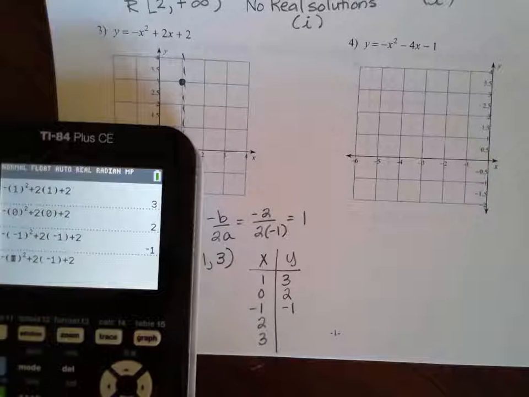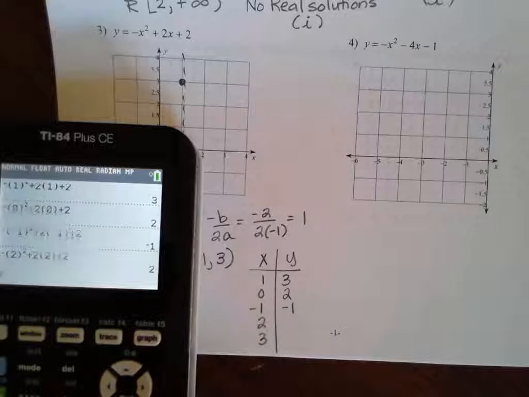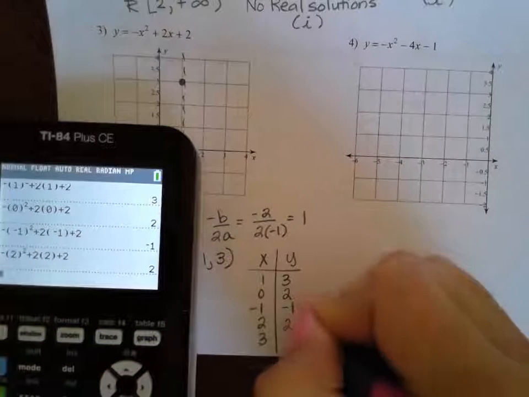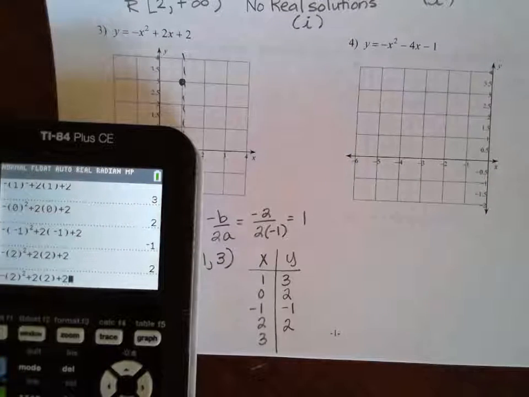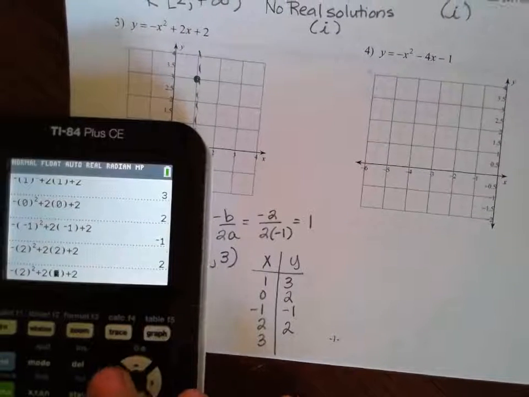And then second enter. Put a 2 in. 2, enter. You get 2. And then if I do 3, put a 3 in.